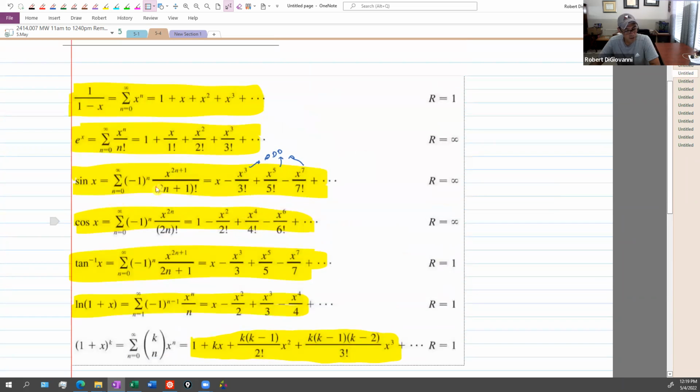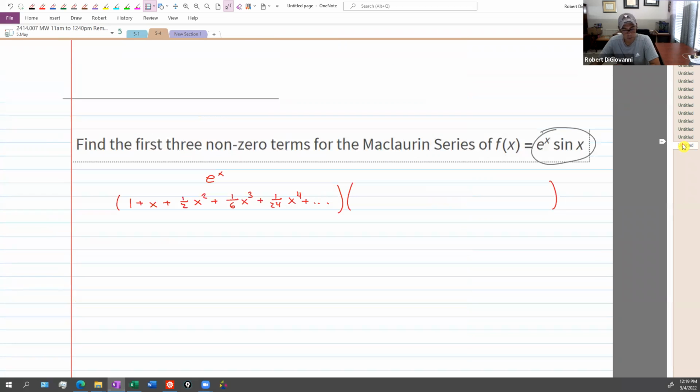Sine x, I'm going to write it with this one right here: x minus x cubed over 3 factorial, x to the 5th over 5 factorial, x to the 7th over 7 factorial. That's the one I'm going to write. I'm not going to write it in this form with the sigma. So it's x minus x cubed over 3 factorial. That's 1/6 x cubed.